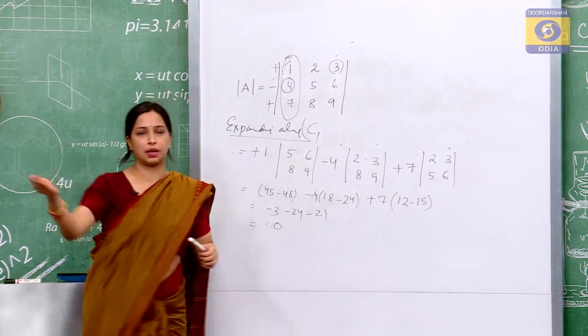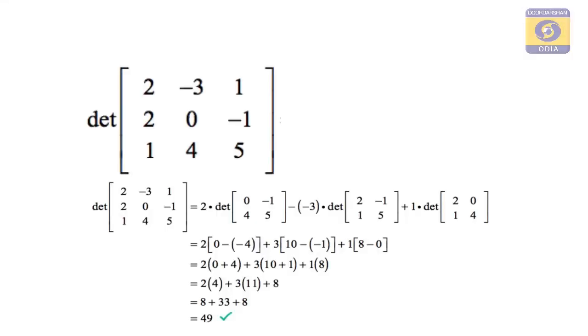Okay. Now, let us get back to the slide. So, let us look at some other examples as you can see on the slide. So, here is another determinant where we have found the determinant value using the expansion method along row 1.